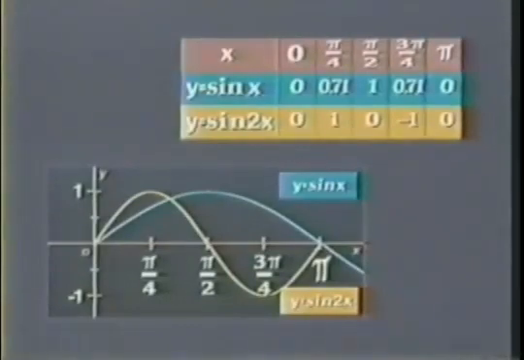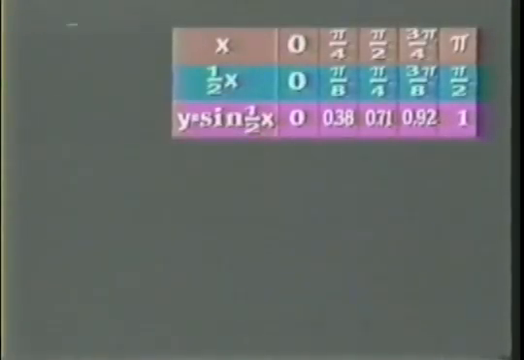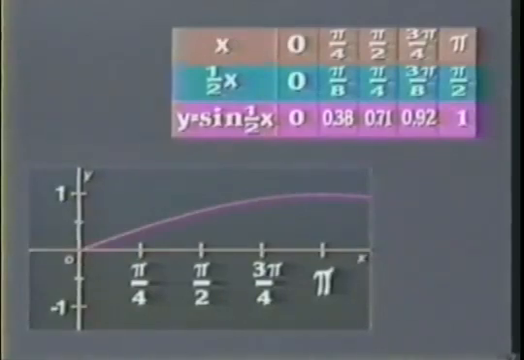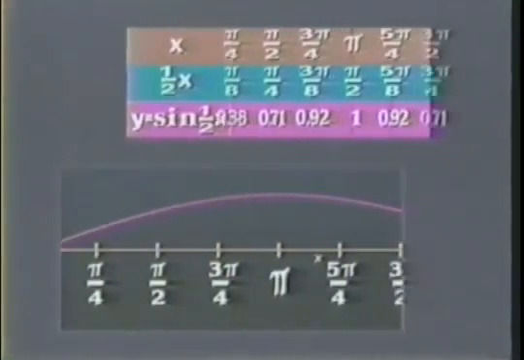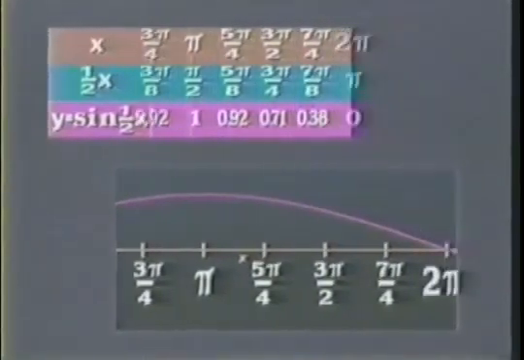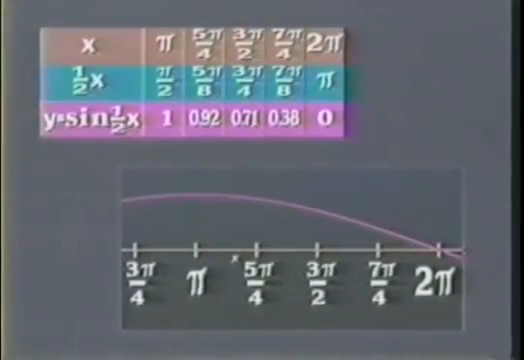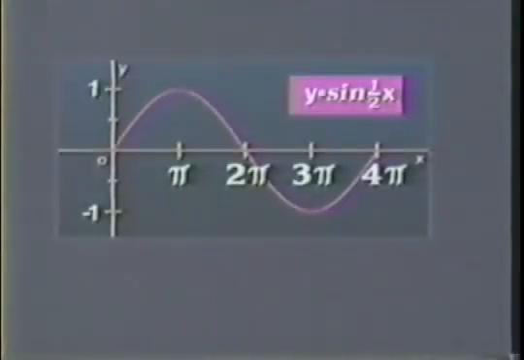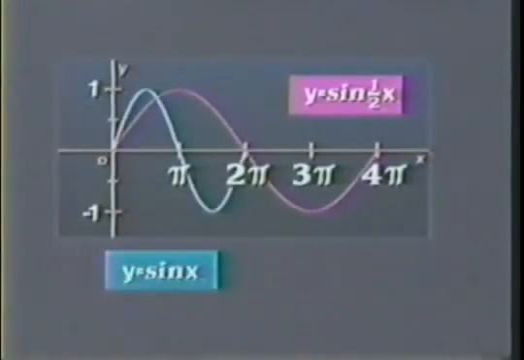So, by introducing a factor in front of the angle, we can change the period of the sine wave. Now let's look at y equals sine 1/2 x. We can make a table and find sine values for 1/2 x. When we plot, the curve rises up to a maximum of 1 at pi radians. At 2 pi, we find the sine of 1/2 x to be 0, and because y equals 0, the curve must cross the x-axis at this point. The curve y equals sine 1/2 x has a longer period than y equals sine x. It's 4 pi.